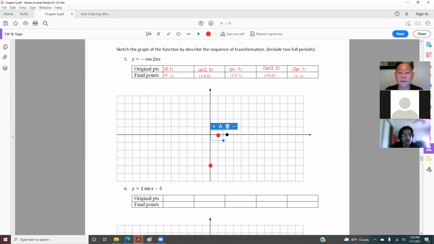And then we got 1/2. 1/2 is here, and 1, 1, 2, 3, 4. This is 1. And then 3/4 will be at 0. So this is 3/4, and then negative 1 is right here.